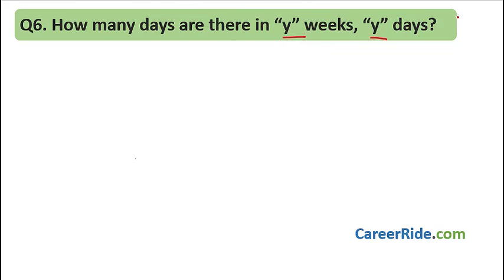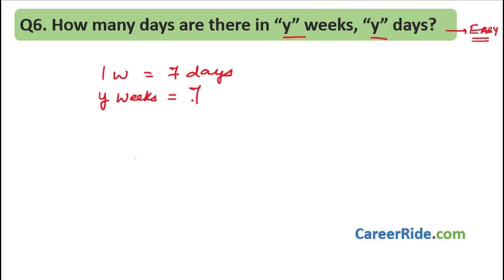Now see, this question may look difficult to read, but this is an extremely easy question that you can solve within 10 seconds. How? See here. We know that 1 week is equal to 7 days, right? So Y weeks, what would that be? That will be equal to 7Y days, right?